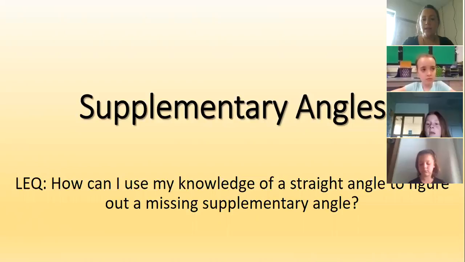All right, today we are going to be talking about supplementary angles, and we're going to take some of our prior knowledge from yesterday's lesson to apply that and see if we can figure out a connection between supplementary and the complementary angles we did yesterday.